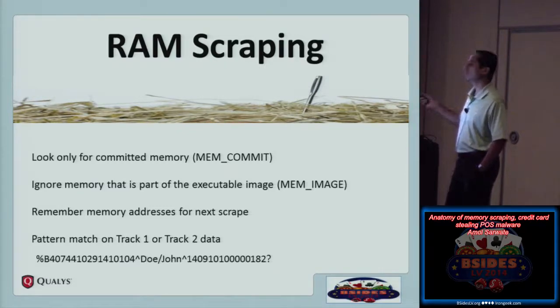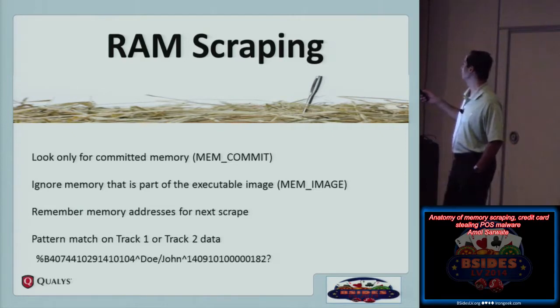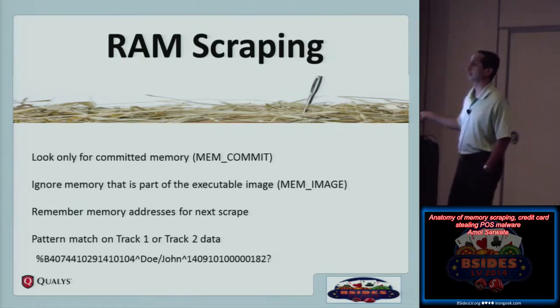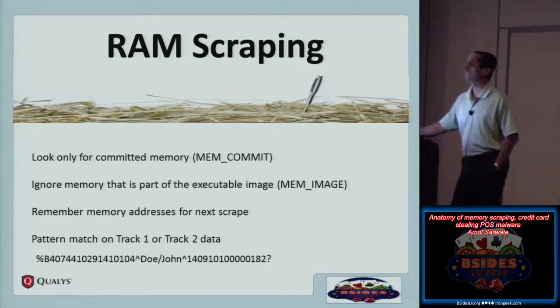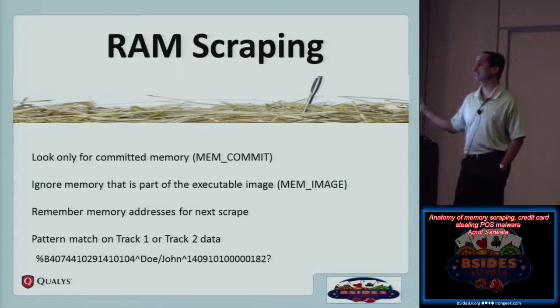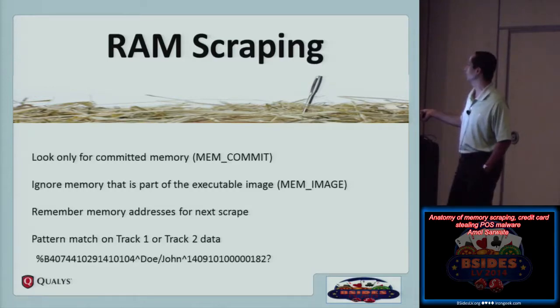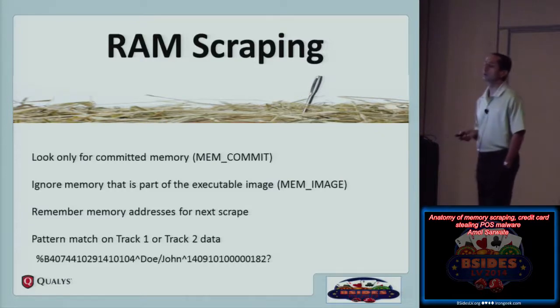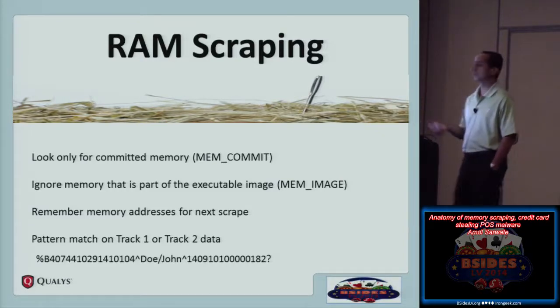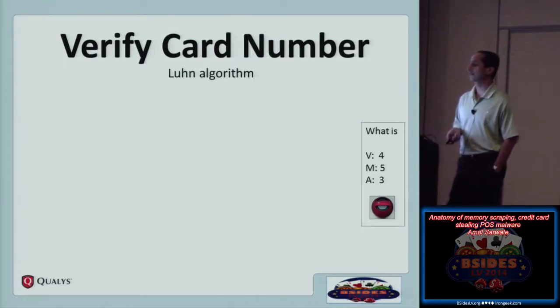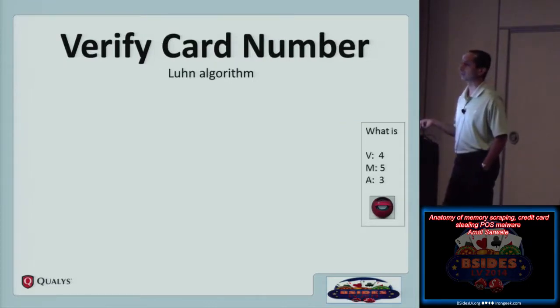The CVV would be a variable, but these delimiters are fixed, which is the %B, caret, and question mark. So you basically look for these delimiters in memory. Once you find them, you assume that this is the credit card number. And then what you could do is put that credit card number into something called the card verification algorithm. This algorithm will tell you if it is a valid credit card number or not.